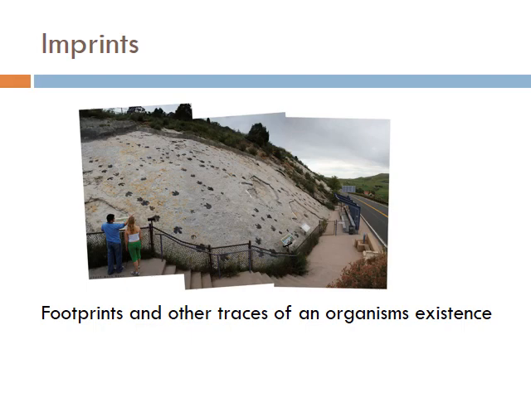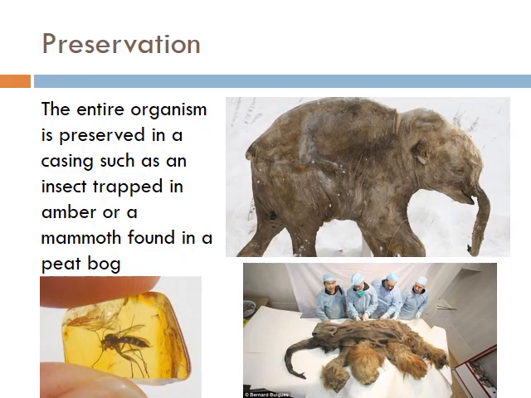So you could have imprints, or you might have preservation. Preservation happens when the entire organism is preserved in some sort of casing. One of you guys has a raw piece of amber. It looks like a yellow rock. That raw piece of amber is tree sap. Literally, sap from a tree solidifies and sometimes things are trapped in amber, and I don't know if it's in that one. I have a really good example that I left at home.